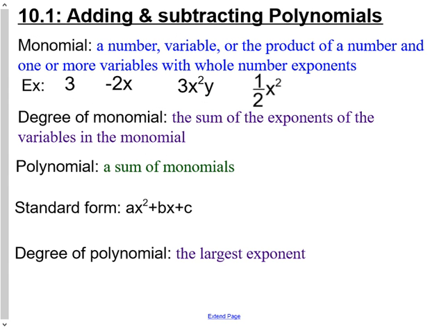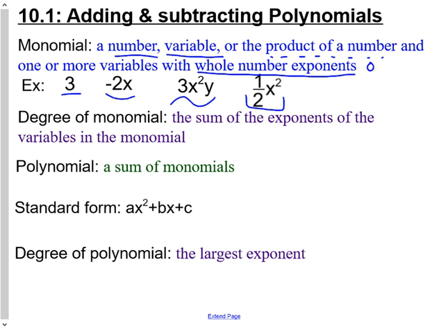10.1 is about adding and subtracting polynomials. And so what is a monomial? Poly means many, monomial means one. We would consider that a number, variable, or the product of both, a number and one or more variables with whole number exponents. So 3 would be a monomial, minus 2x would be a monomial, 3x squared times y would be a monomial, and half x squared. Those are all monomials.